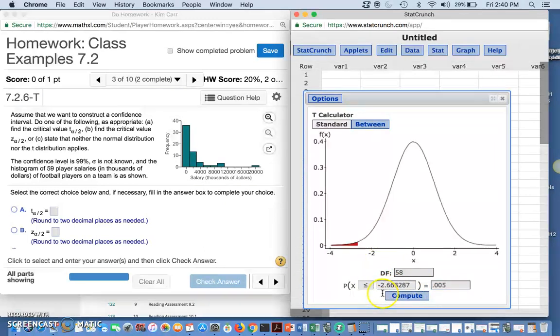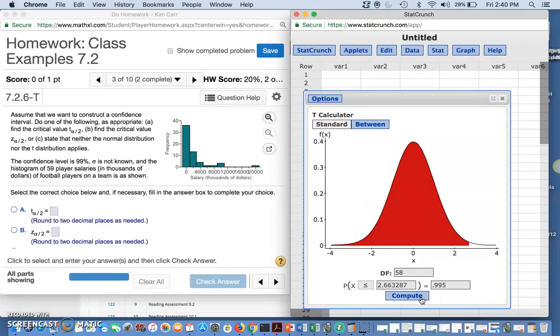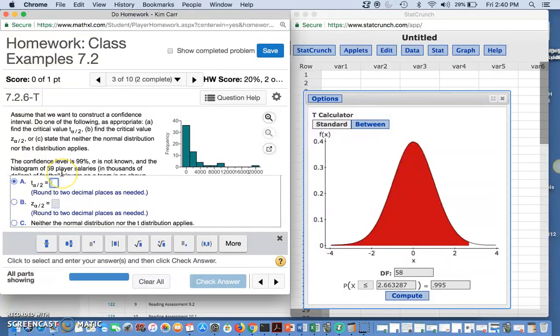And that gave us negative 2.66. Now, you could put out here 0.995, which would put that same amount in the right tail, and it would give you this positive answer. But that requires more computations. So you can answer it based on either way, but just be aware that this answer is always positive. And to 2 decimal places, it is 2.66.